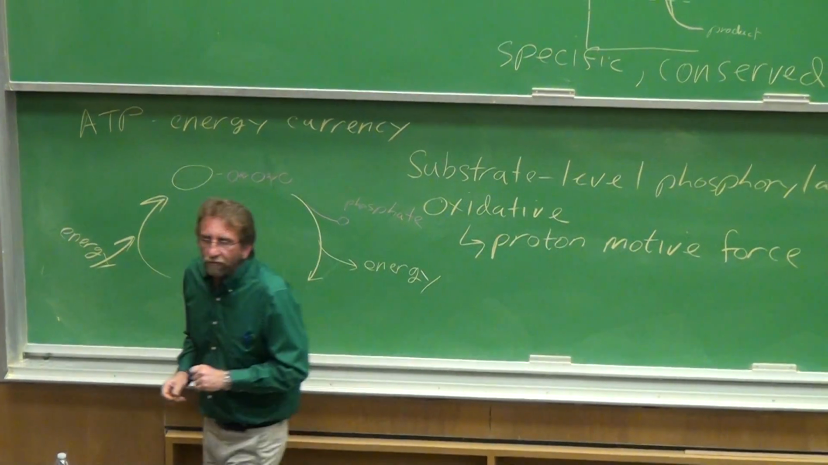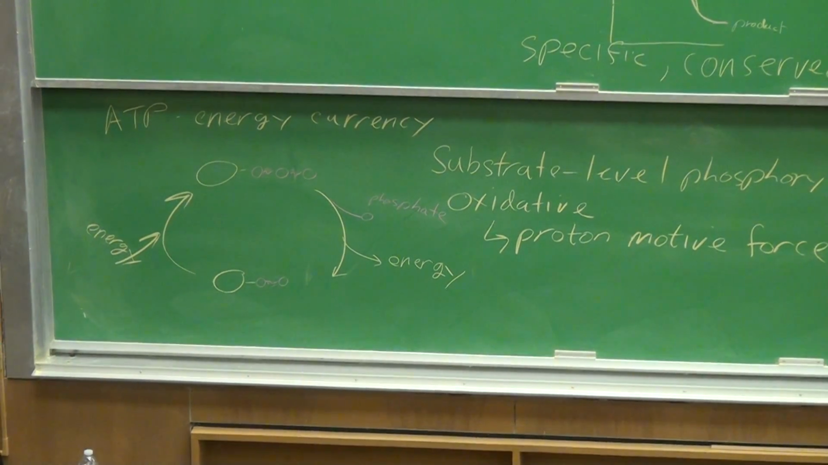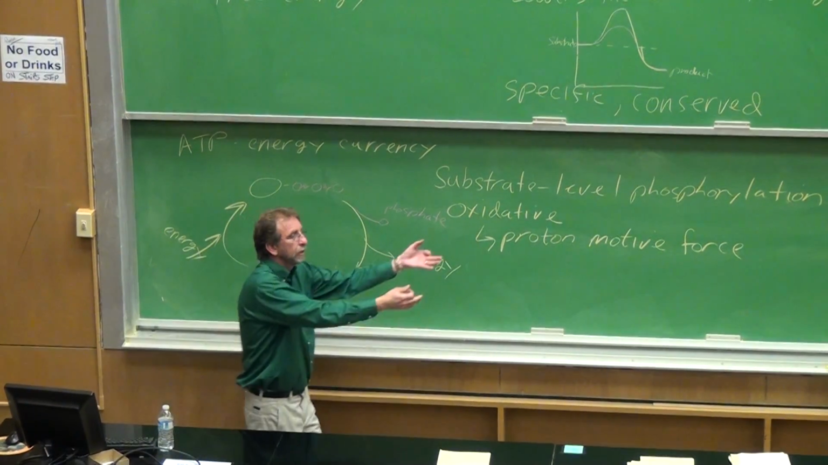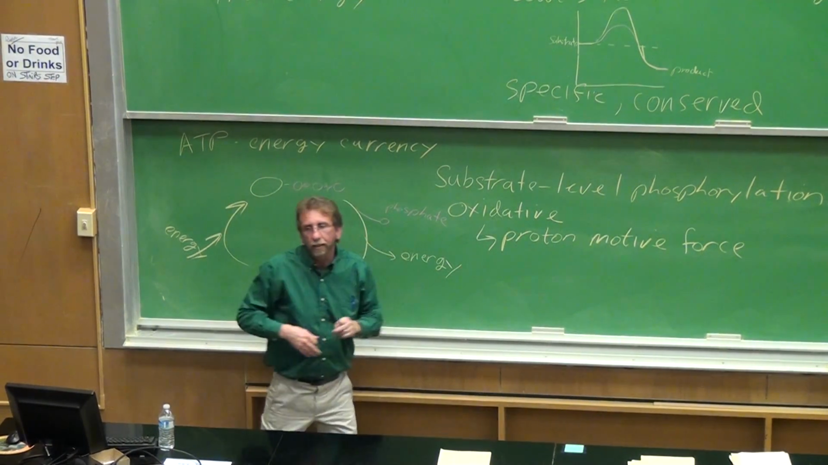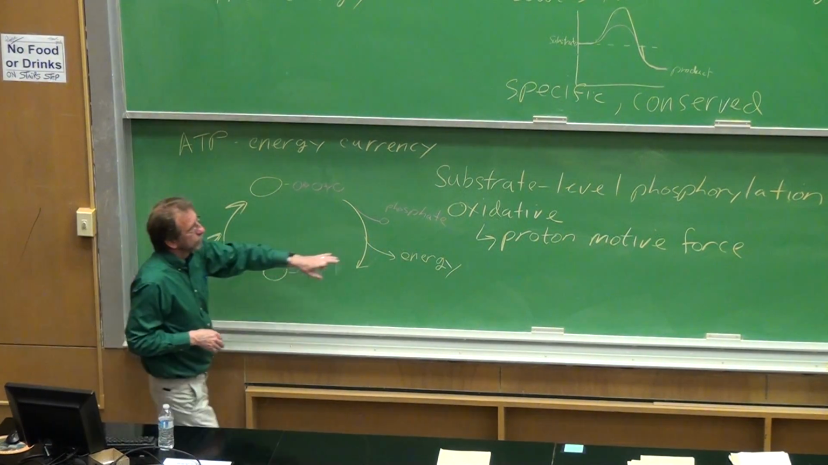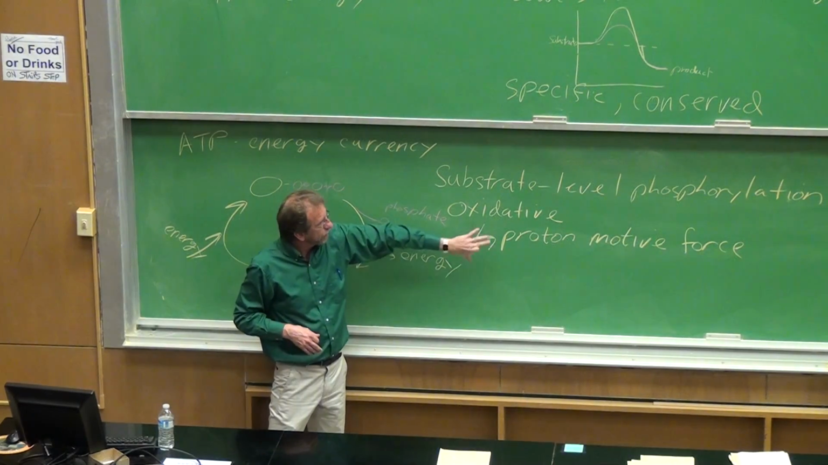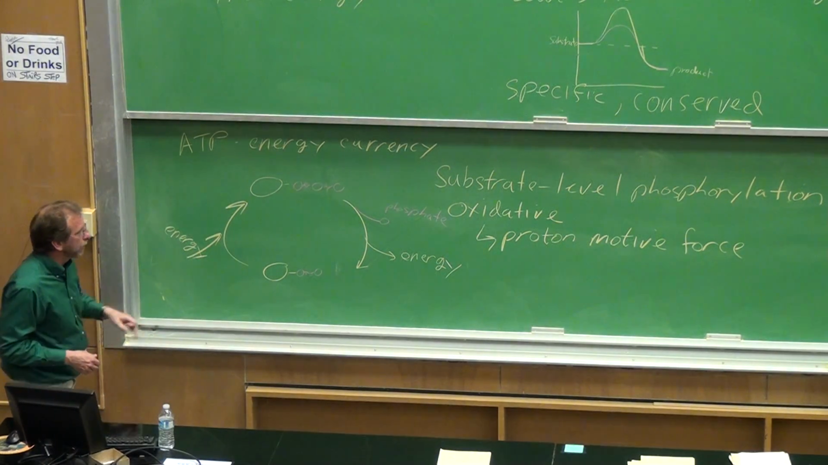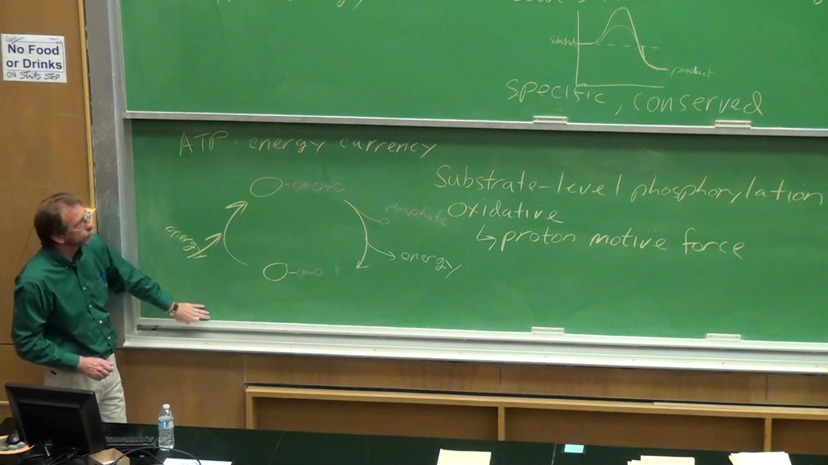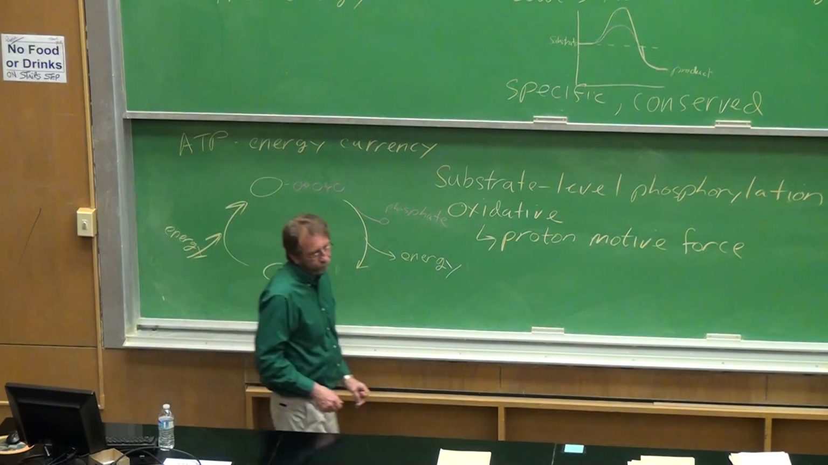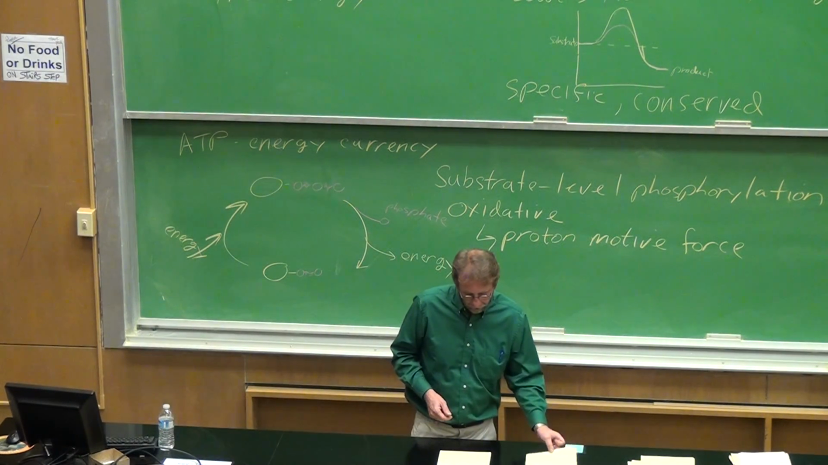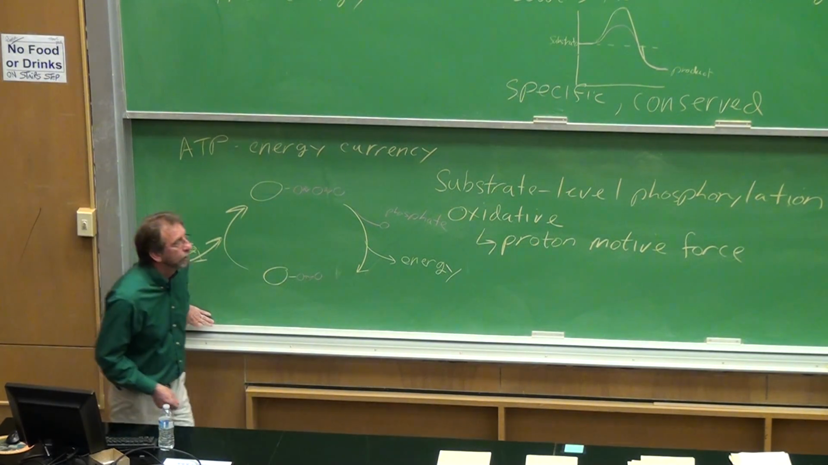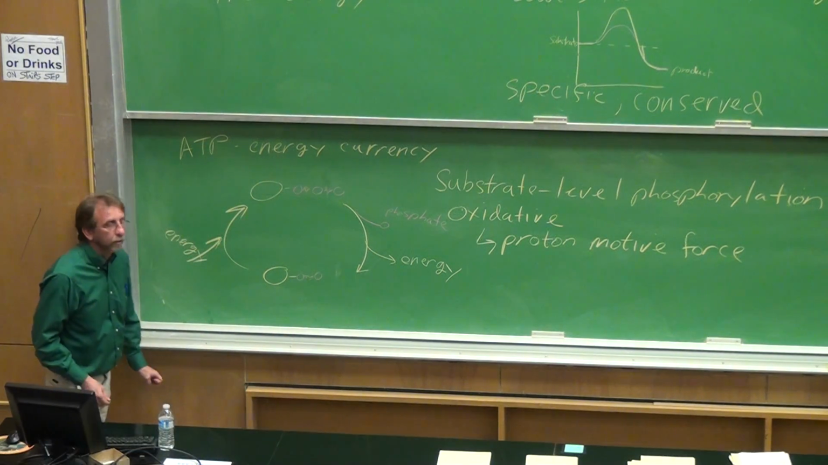But the proton motive force establishes a hydrogen ion gradient that generates the electricity. So as the hydrogen ions move with the gradient, they'll generate ATP. So we'll see how that happens with the proton motive force. Any questions about ATP? Can we go over the substrate level phosphorylation again?